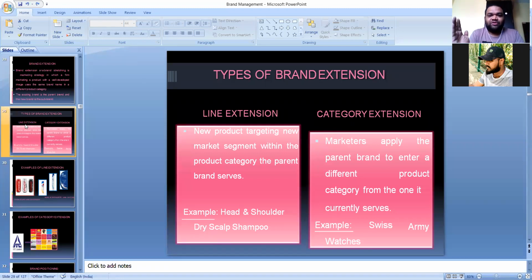Hope everyone got one idea and understood that. So what is the line extension? The brand will be the same, that is Head and Shoulders, under different segments, focusing on the target customers. But in category extension, the brand will be this, and under this brand there will be different things again: maybe oils, soaps, detergents, medicines, foods, etc. I'll show you in the next slide.